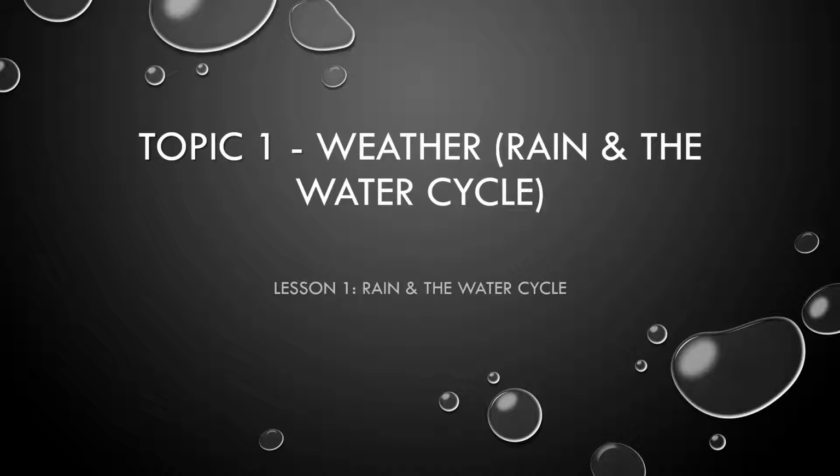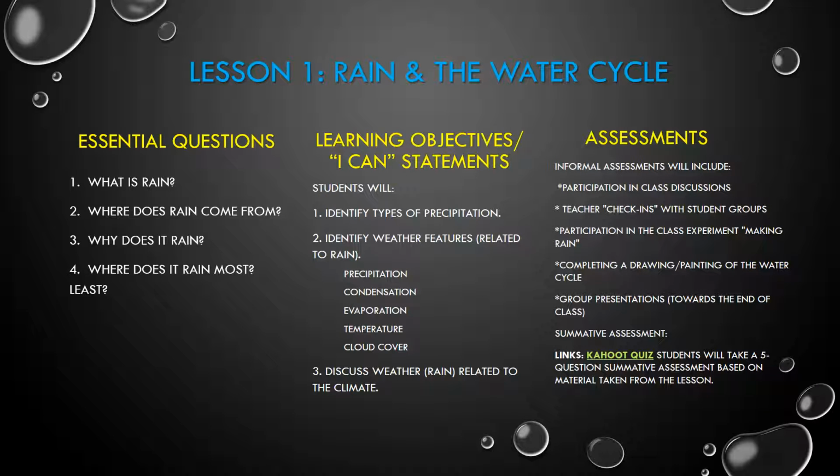Topic 1. Weather, rain, and the water cycle. Lesson 1. Rain and the water cycle. The essential questions in Lesson 1 are: what is rain? Where does rain come from? Why does it rain? Where does it rain most? Least. The learning objectives, or I can statements, are found below.